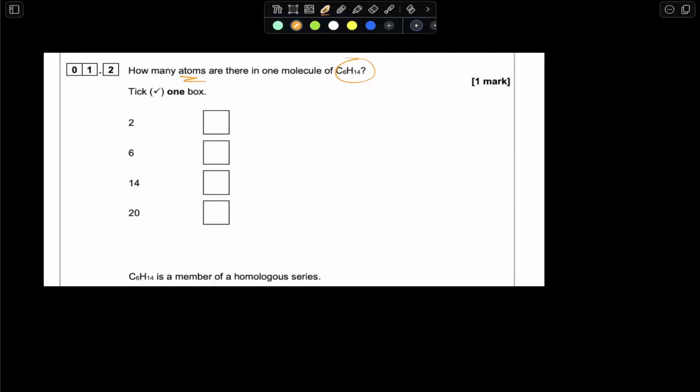Okay, so C6H14, what do you see? Let's quickly recall. In the previous session, we have discussed compounds that contain carbon and hydrogen only. So we can definitely say that it's a hydrocarbon, right? And it's a member of a homologous series. Next session we will be talking about homologous series, don't worry. So now let's try talking about how to solve this question and questions similar to this.